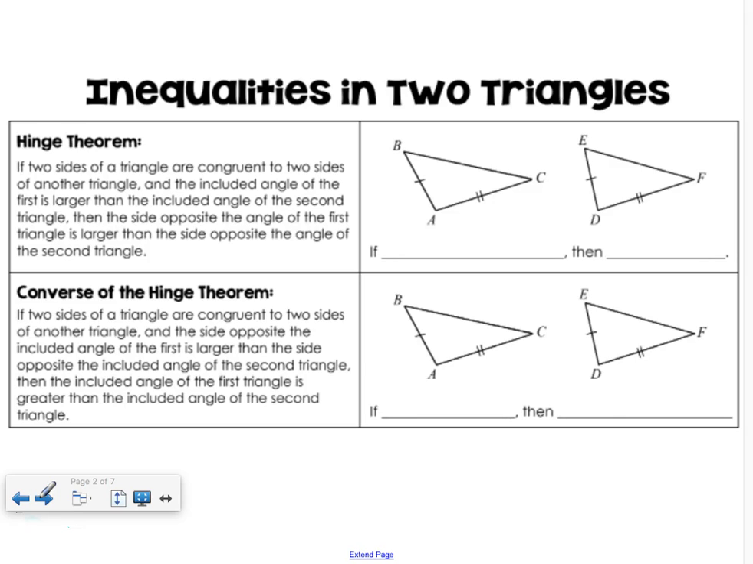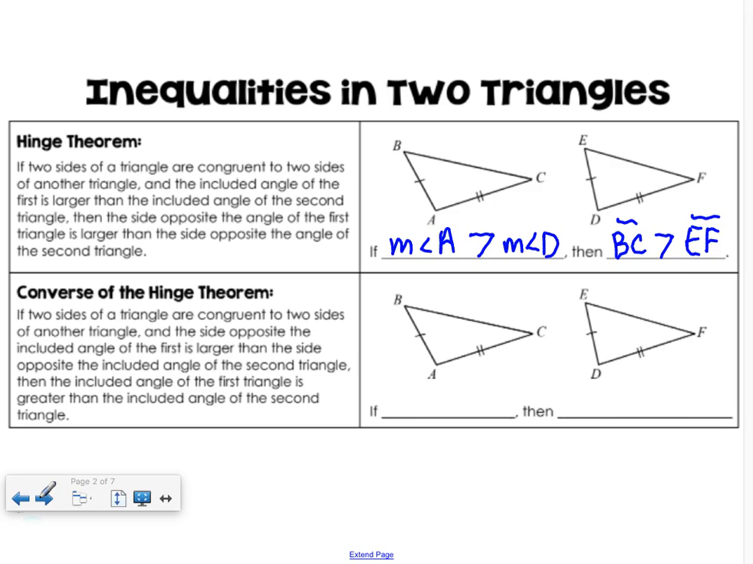So let's say the measure of angle A, right here, is greater than the measure of angle B, then what do we know about BC and EF? Yep, so we'd say BC is greater than EF. And I would know that this side here is bigger than EF. And then the converse is true.